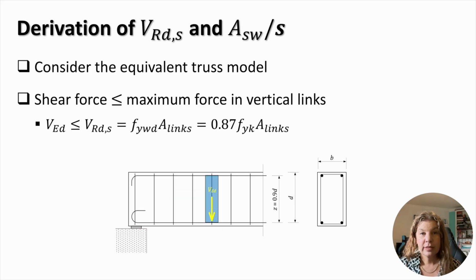The shear force VED developed in the beam under the applied loads should not be larger than the tension force in the vertical tie. The tension force in the vertical ties is resisted by the vertical links. The maximum force VRDS that can be carried by the links equals the design yielding strength of steel times the area of the links. Note that the design yielding strength of steel equals the characteristic strength of steel reduced by the partial safety factor for steel.